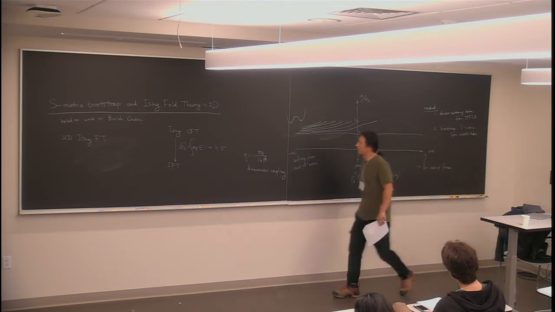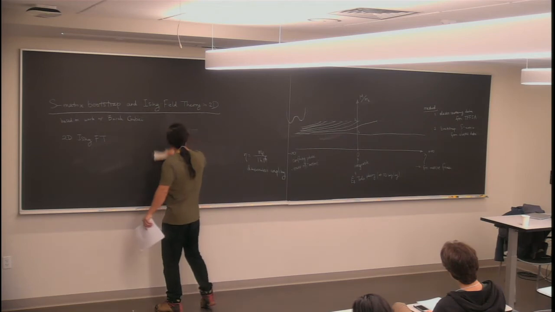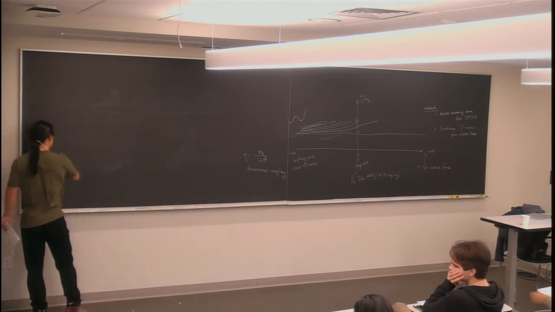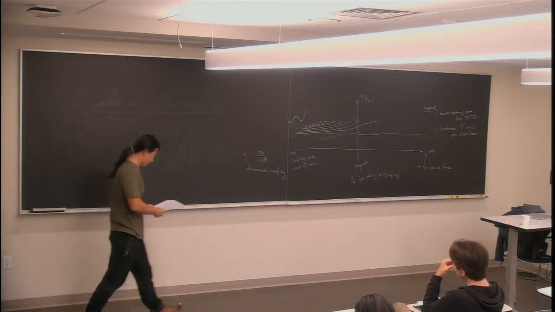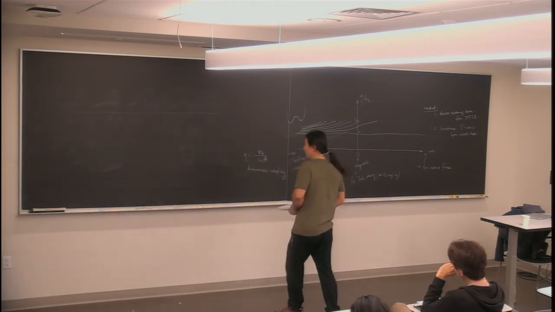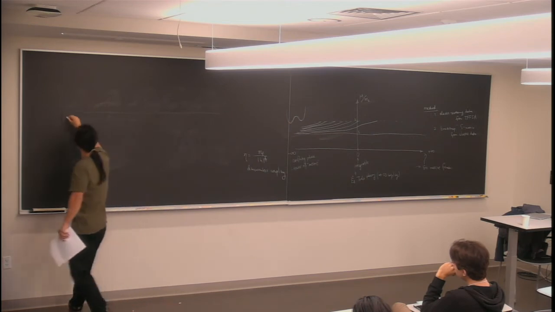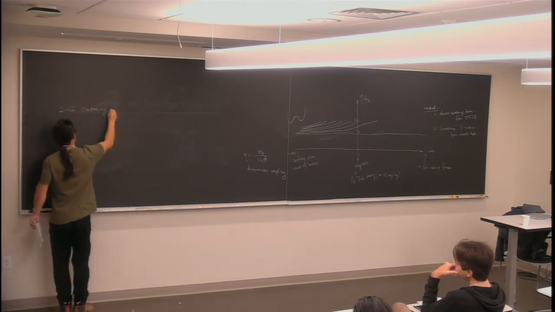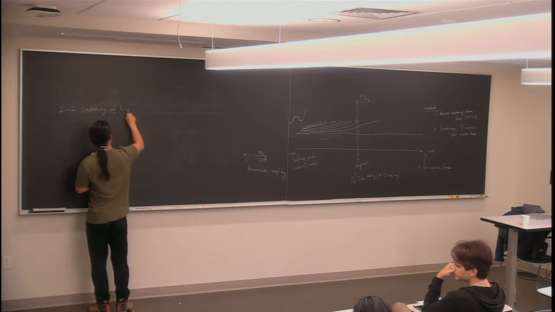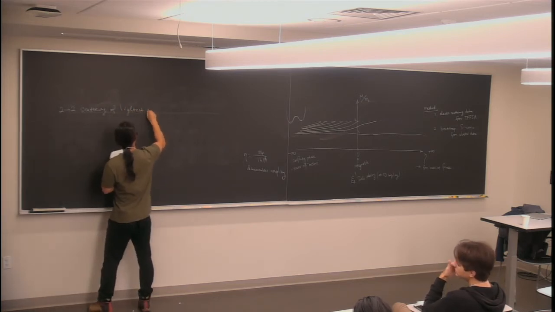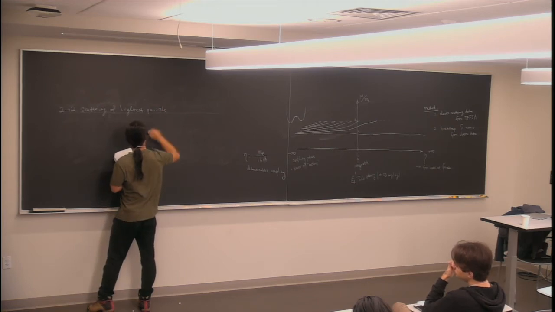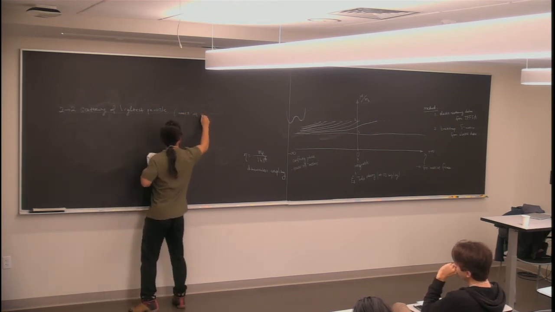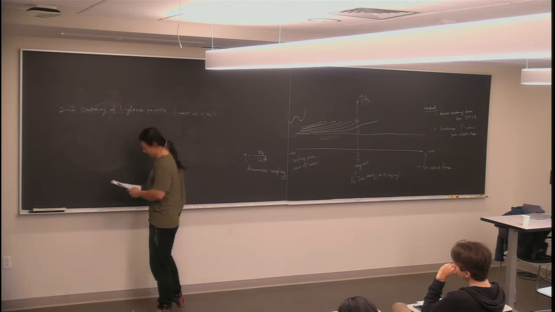But let me now go back and talk about the properties of the simplest non-trivial S matrix element, which is the 2-to-2 scattering of the lightest particle. So we'll consider 2-to-2 scattering of the lightest particle in our theory. So the mass m is going to be our m1.